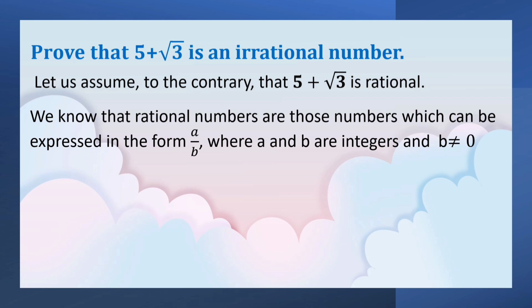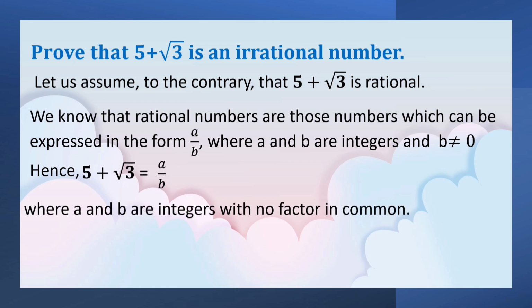So now let us write 5 plus root 3 is equal to a by b, where a and b are integers with no common factor. So now here you can observe that root 3, we already know that root 3 is an irrational number, isn't it? So now let us separate root 3 from 5. So root 3 is equal to a by b, this 5, let us bring this 5 to this side, minus 5.